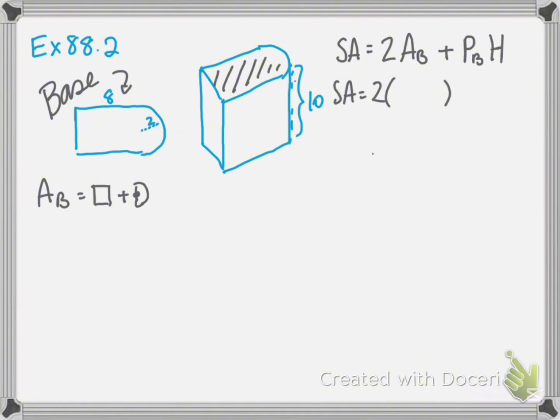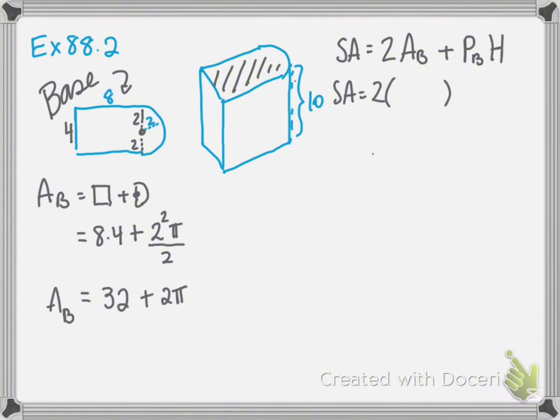Okay? So what are the dimensions? Well, notice that if the radius is 2, then this is also 2 because that's also a radius. And this is also 2 because that's also a radius. So this dimension is 4. So the area of the rectangle is 8 by 4. For the semicircle, we're going to use the radius 2 squared pi, but it's only half of a circle, so we're going to divide by 2. The area of the base, in this case, is 32 plus 4 divided by 2, which is 2 pi. So I'm going to put here 32 plus 2 pi, which is what we just found.